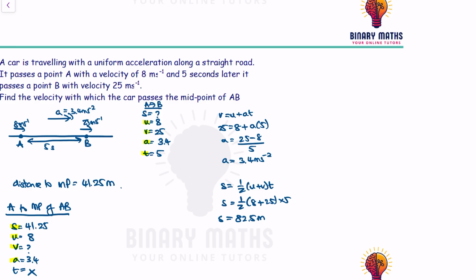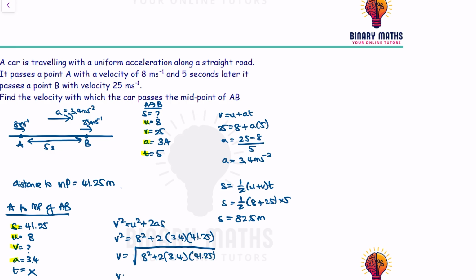So we're using the formula that involves all four of those, which is v squared is equal to u squared plus 2as. So v squared is equal to 8 squared plus 2 times 3.4 times 41.25. If I want to find v, I'm square rooting all of this, which means v is equal to 18.5607, which is 18.6 meters per second.